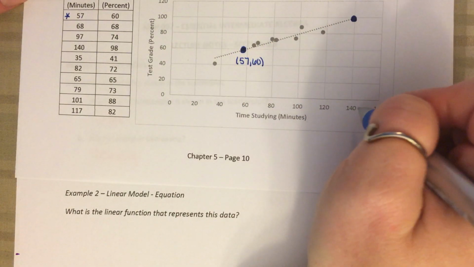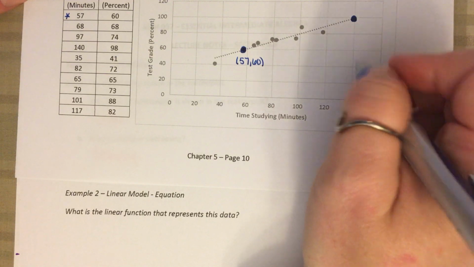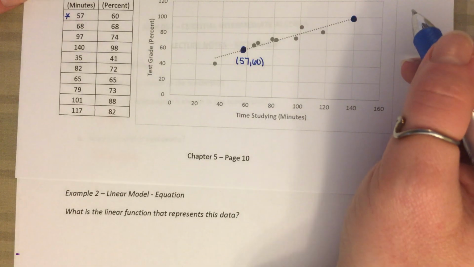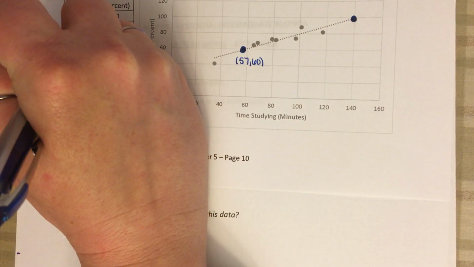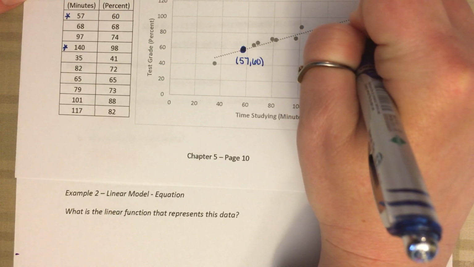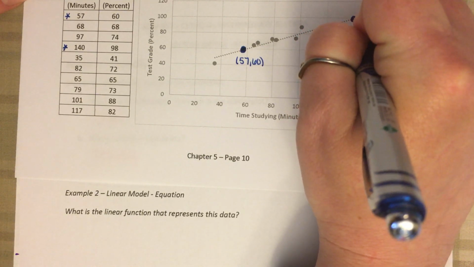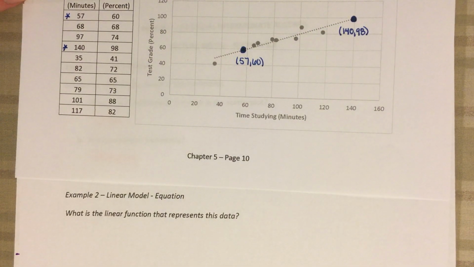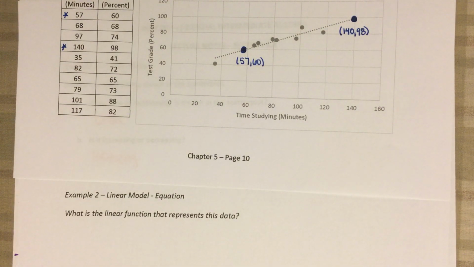Now if we look at this last ordered pair, we're close to 140 and 100. So that means this is going to be our other ordered pair, 140 and 98. So we start by picking out a couple of points in our data set that look like they're close to being on our line. Then we're going to use these values to generate our linear equation.